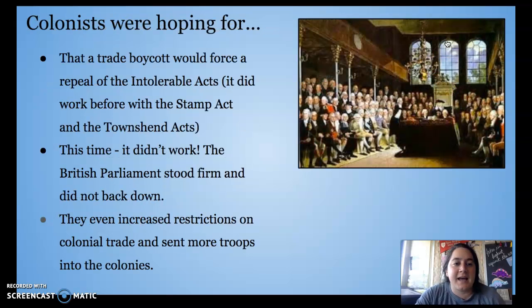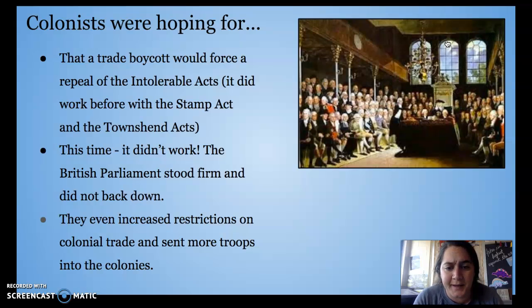This next slide says, well, okay, colonists were hoping for what? Like, what's the end goal here? They said, okay, if we can get a trade boycott to work, that would really force a repeal, or the stop or the getting rid of the Intolerable Acts. They said it technically did work with the Stamp Act and the Townshend Acts.